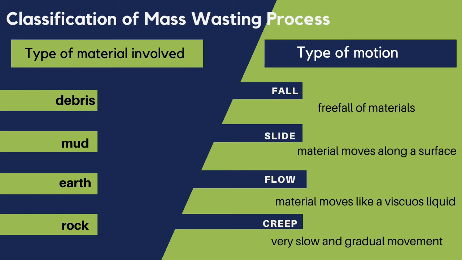First is the type of material involved, which consists of debris, mud, earth, and rock. Second is the type of motion. When a material free falls, we call it a fall. If the material slides or moves along a surface, it's called a slide.